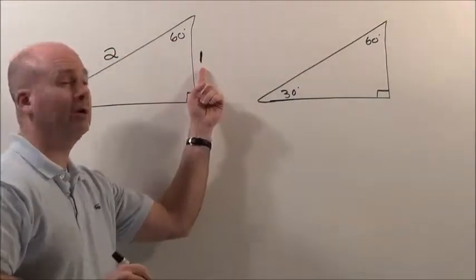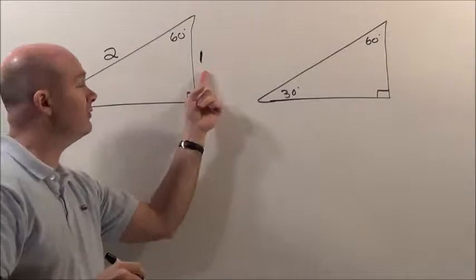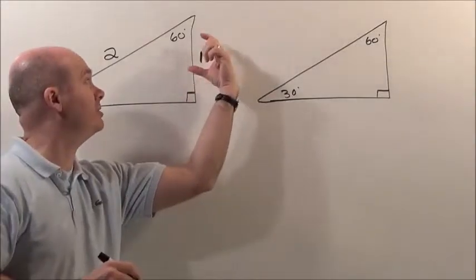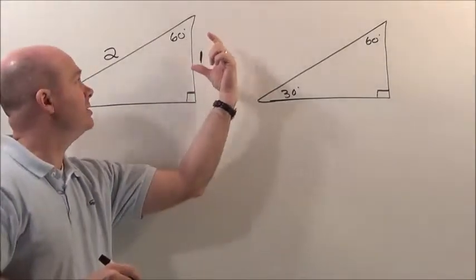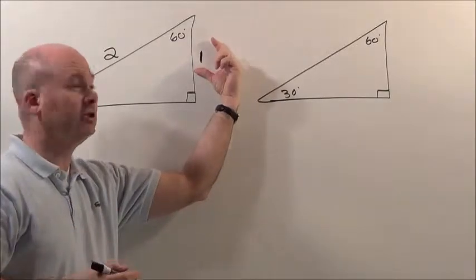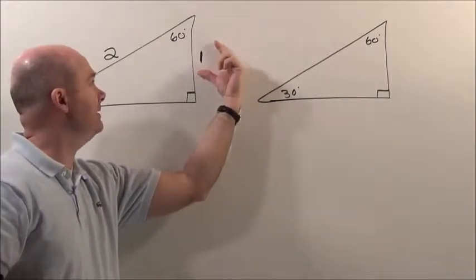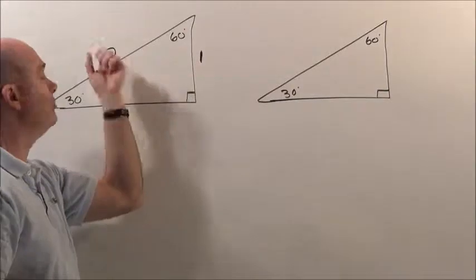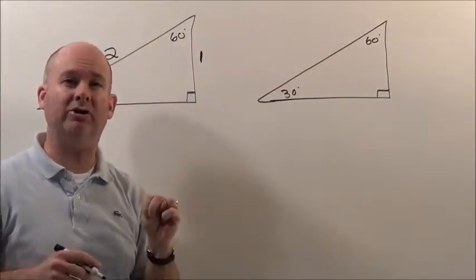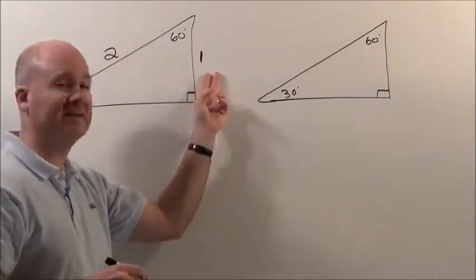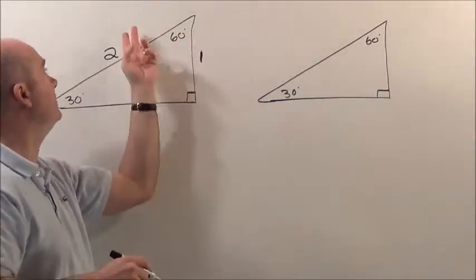Now notice we're talking about the 1 foot, which is across from the 30 degrees, what I refer to as the short side. So for every 1 foot or 1 inch or 1 unit that this short side is, the hypotenuse will always be twice as large. So if that's a 2, this will be a 4. If that's 5, this will be 10. If that's 100, this will be 200.